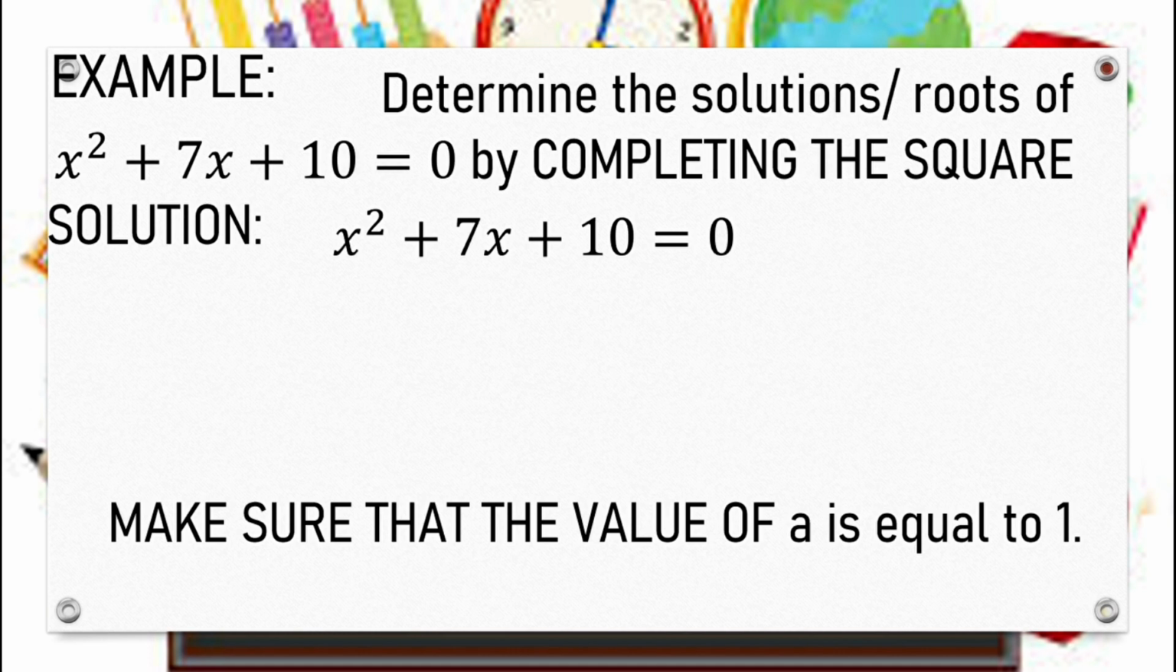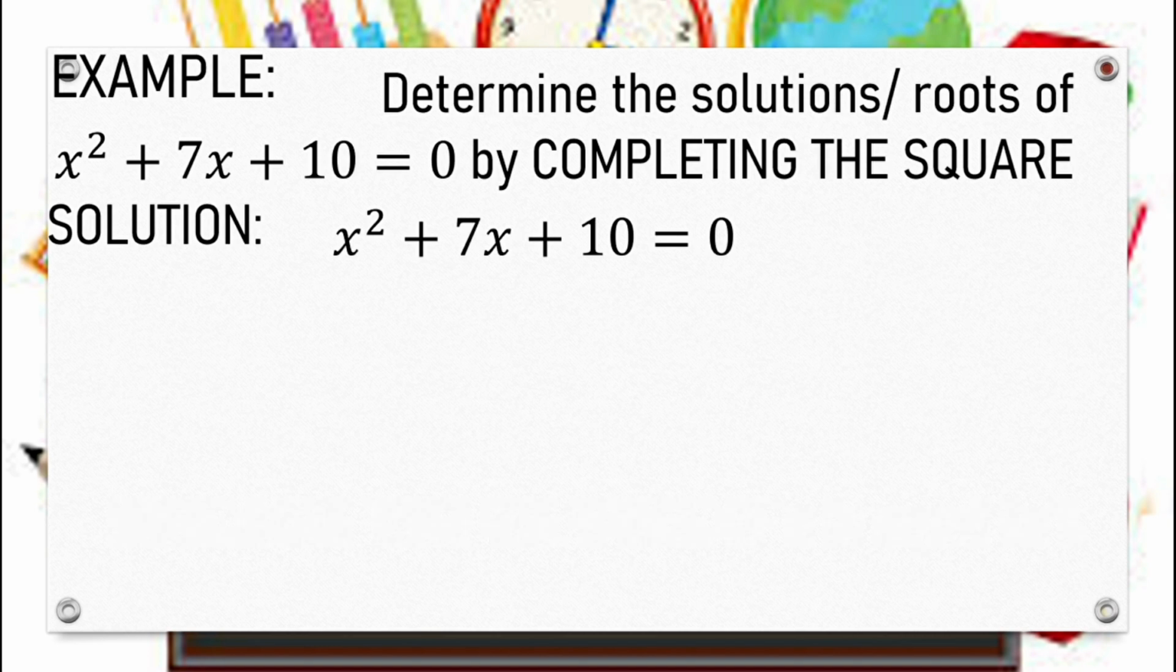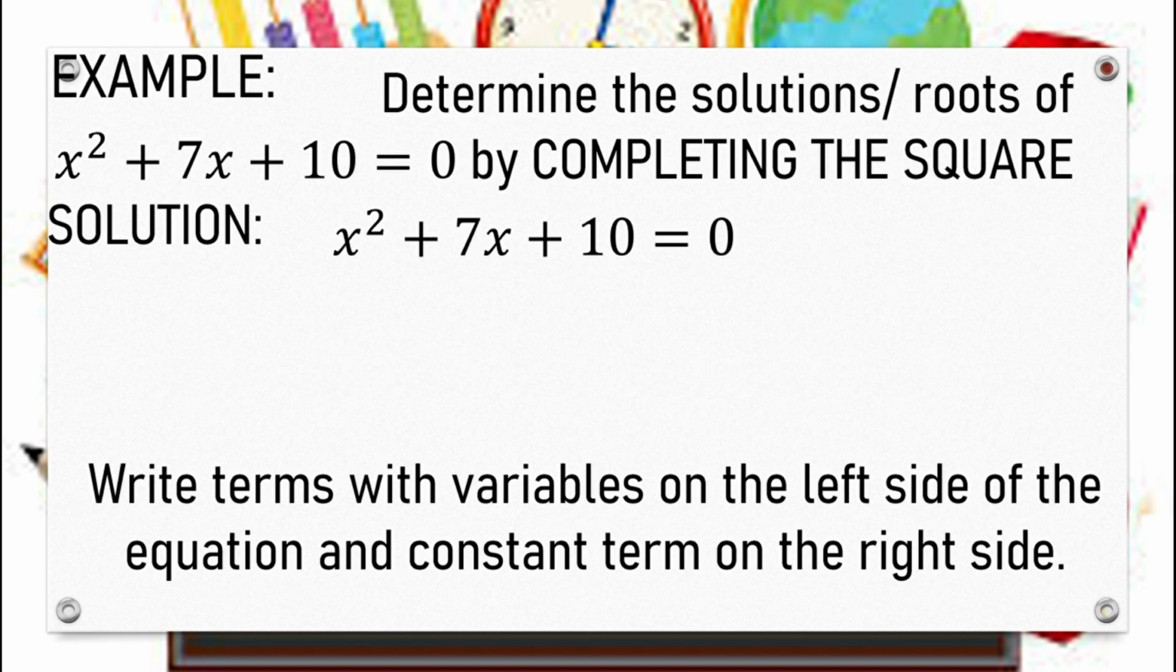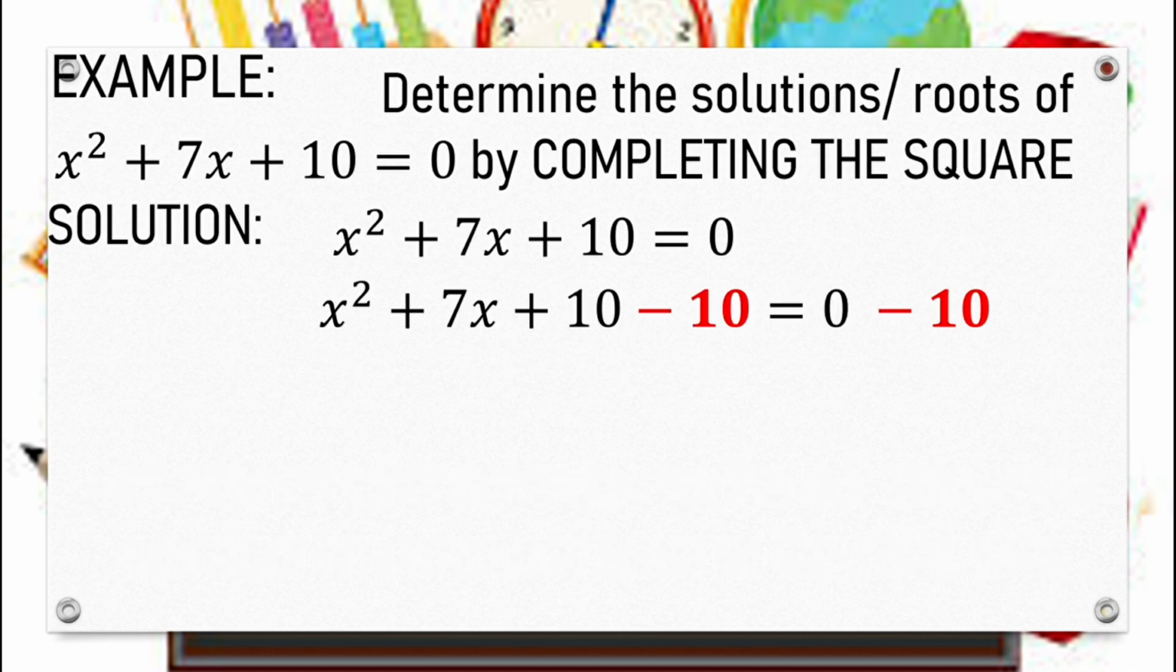All we need to do next is to transpose positive 10 to the right side of our equation, as we write terms with variables on the left side of the equation and constant term on the right side. Using subtraction property of equality, we will eliminate 10 on the left side and transpose it to the right side of our equation. We obtain the equation x squared plus 7x equals negative 10.